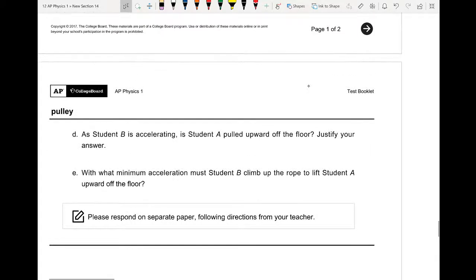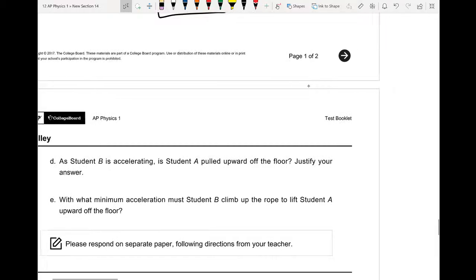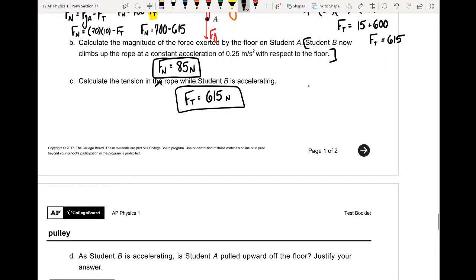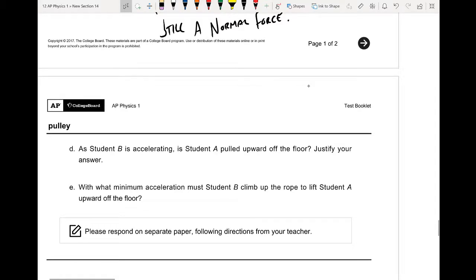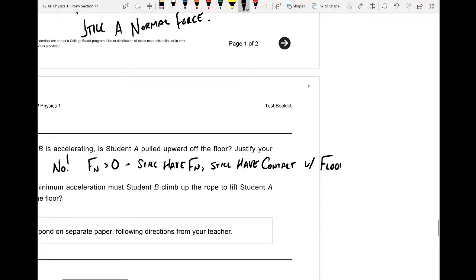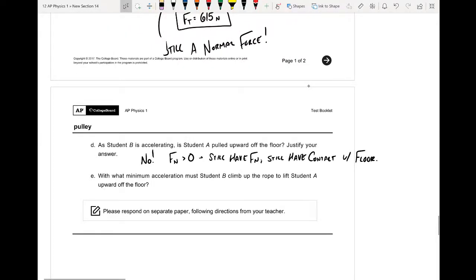As student B is accelerating, is student A pulled upward off the floor? Justify your answer. In this case, we saw that student A still has contact with the floor. There's still a normal force, which means they're still contacting the floor. So we're going to say no, because the normal force is still greater than 0, which indicates we still have contact with the floor. It's not a lot of contact, it's a pretty low normal force, but there's still contact.